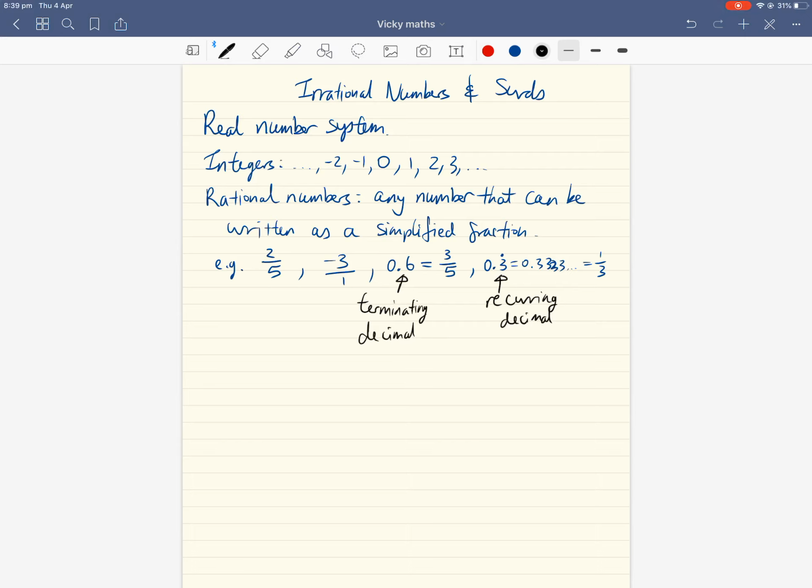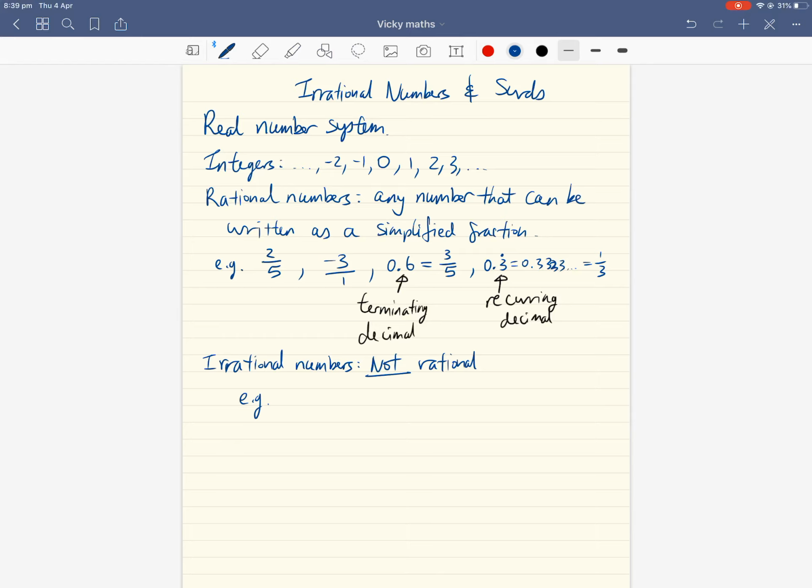So we have inside our real number system integers, which are whole counting numbers. We have rational numbers, anything that can be written as a fraction. And we also have the family of irrational numbers. Essentially, anything not rational is an irrational number. So these irrational numbers are numbers which we cannot write as simplified fractions. Typically, these are our non-terminating and non-recurring decimals.